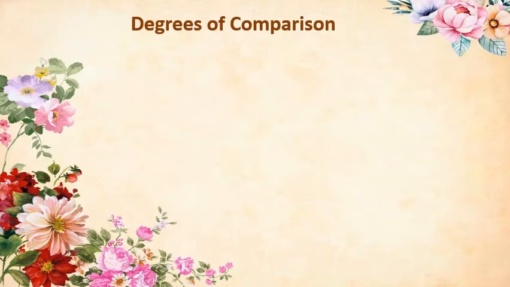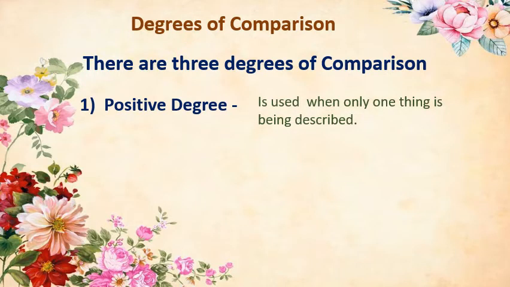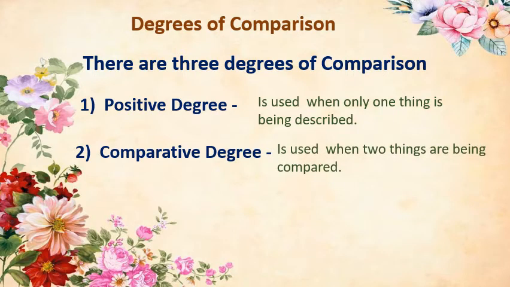Degrees of comparison. There are 3 degrees of comparison. Okay? First one is positive degree. It is used when only one thing is being described. Means when we are talking about only one thing, then we use positive degree. Okay. Second one is comparative degree. It is used when two things are being compared. Means two things are there and we are comparing these two things, then we use comparative degree.